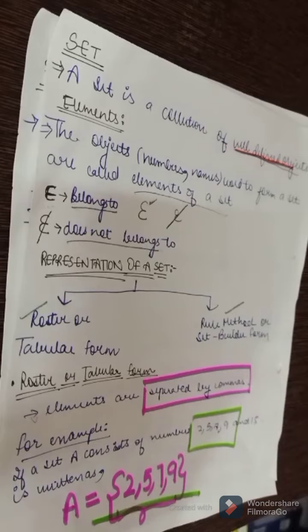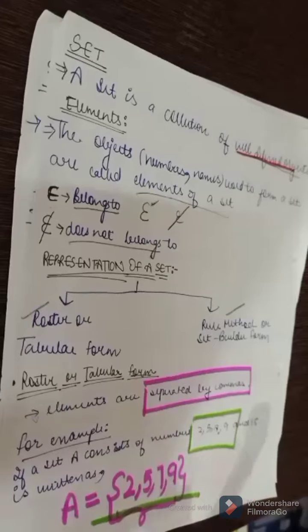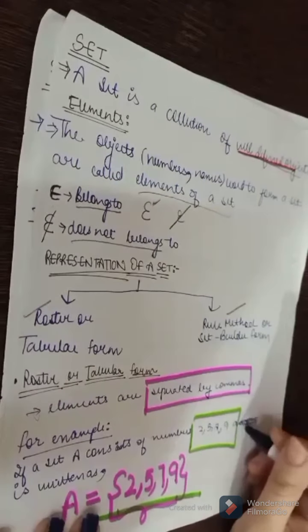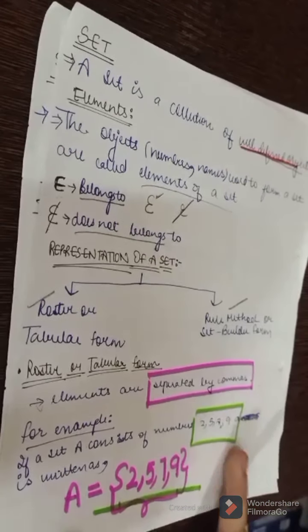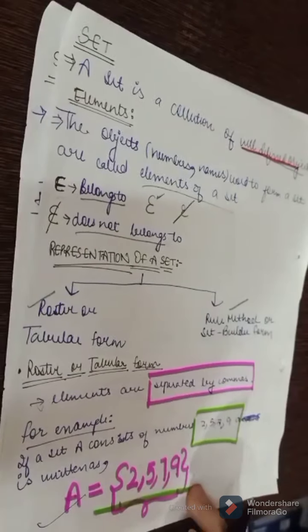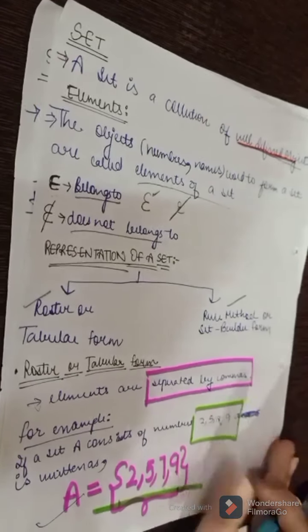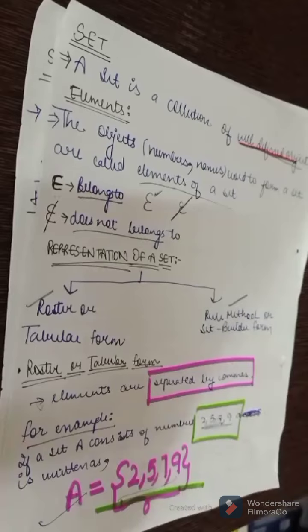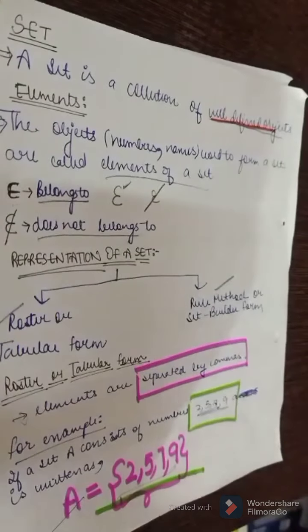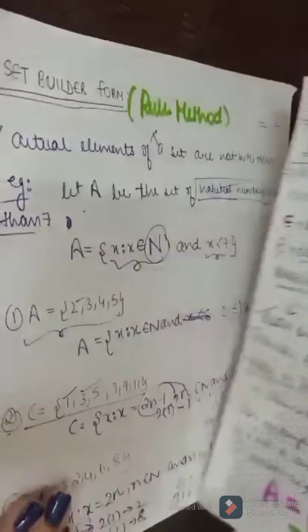The first one was roster or tabular form. We discussed that in the roster or tabular form the elements are separated by commas, right? Like we did, A consists of a set of numbers. I forgot 15 in the previous video, so let's just cut that away now. 2, 5, 7, 9, right? We wrote it this way, separated them with commas and put them into the set. Correct, students? I hope this much is all right. Now let's move on to the next part.